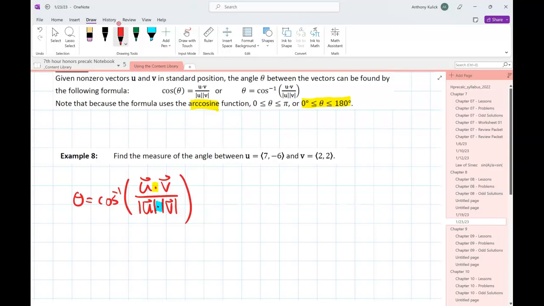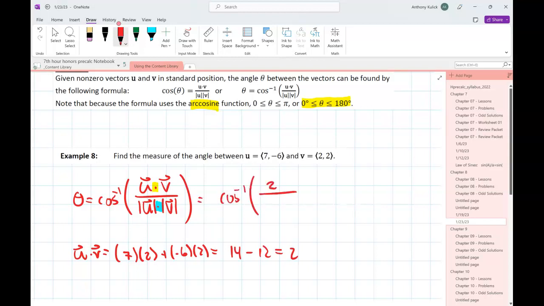All right. So I need three things to plug into this formula. I need the dot product. So let's calculate that. So that's 2. I'm going to need the magnitude of u. How do I calculate the magnitude of a vector? Square root of x squared plus y squared. So 49 plus 36 is 85.